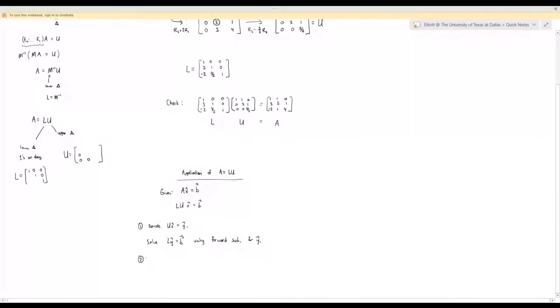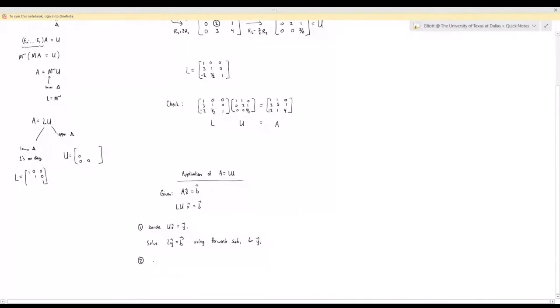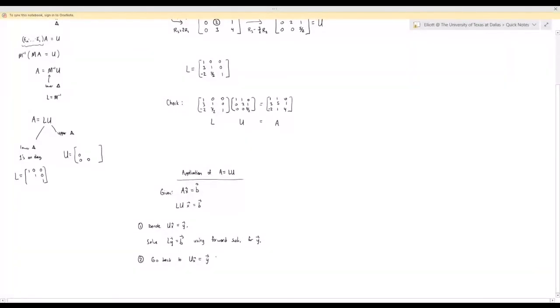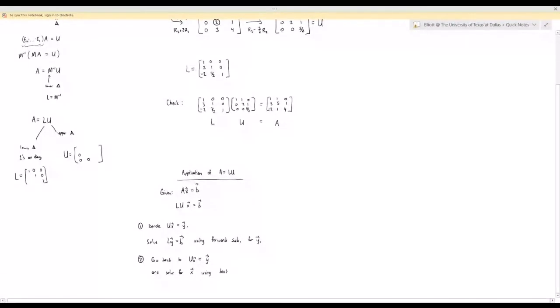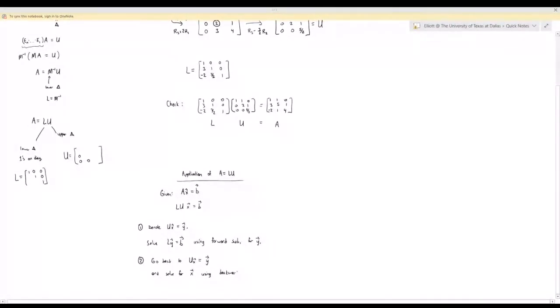And once you solve for y, you can then go back to Ux equals y. And since you know what y is now, you can solve for x using the usual backward substitution, since it's already upper triangular.